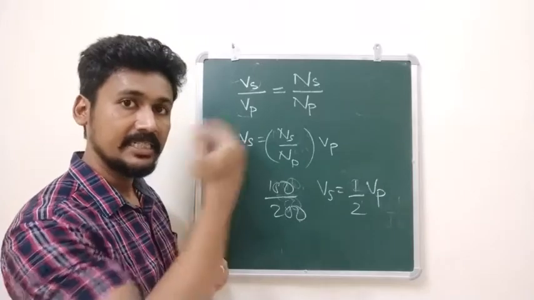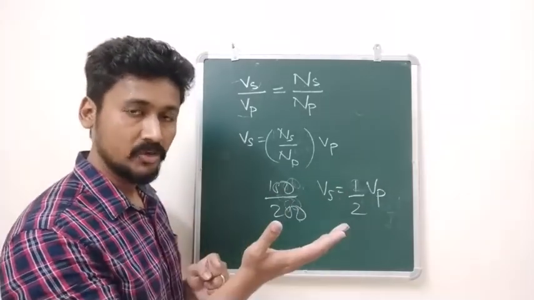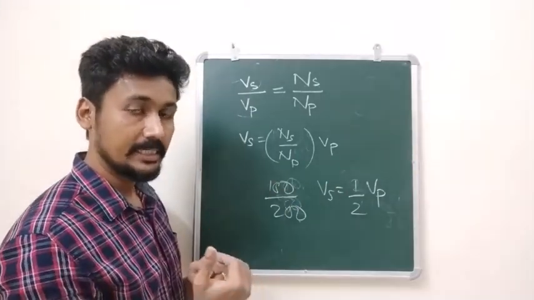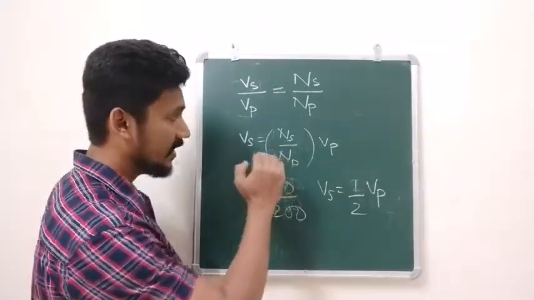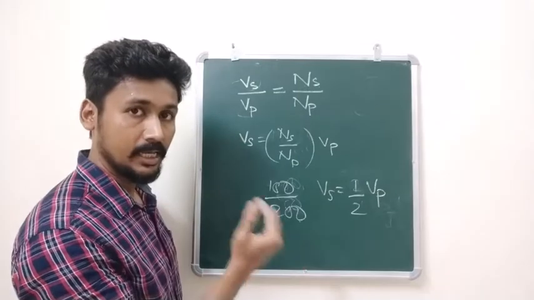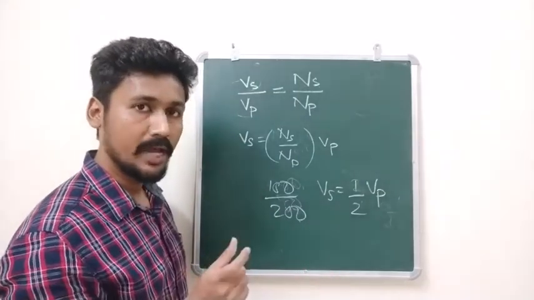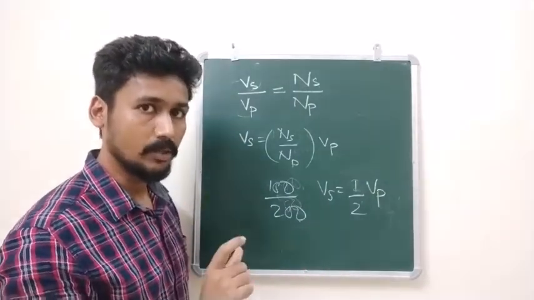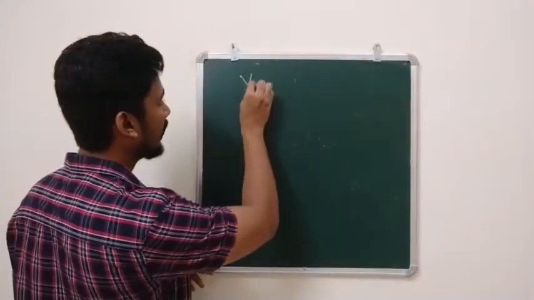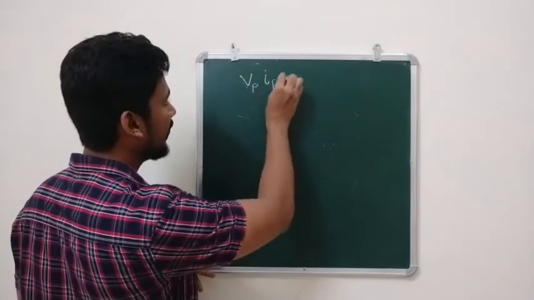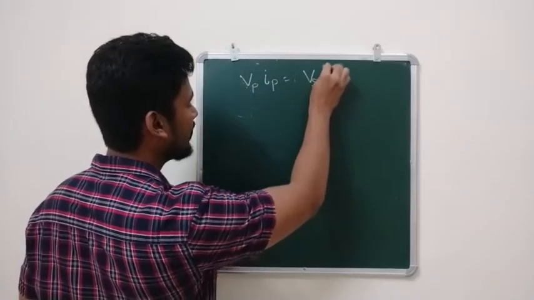So if we are increasing the secondary voltage, it is a step up transformer. If we are decreasing the secondary voltage, that is a step down transformer. Now we can see that if more turns are there in the secondary, the voltage is more. But what will happen to the current? Let us find out. To find the relation for current, we will use the formula VpIp is equal to VsIs.